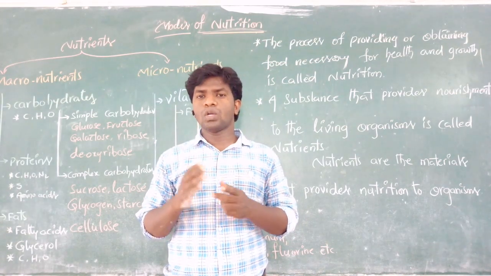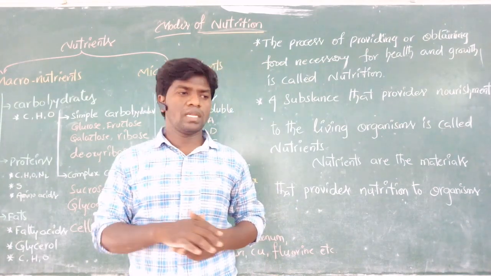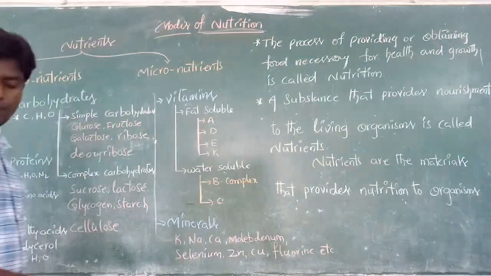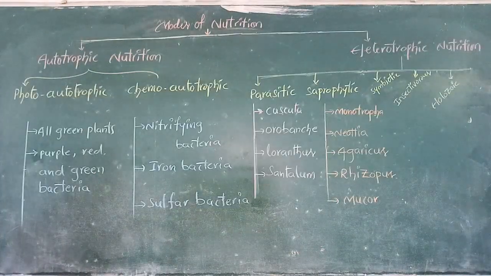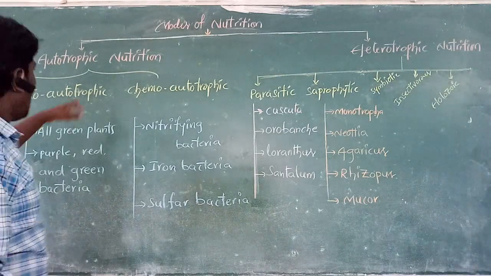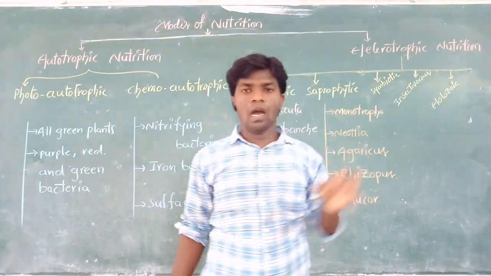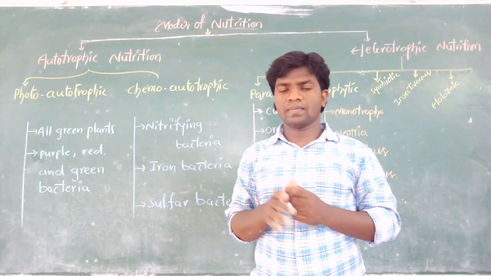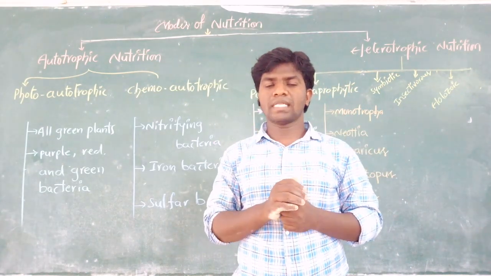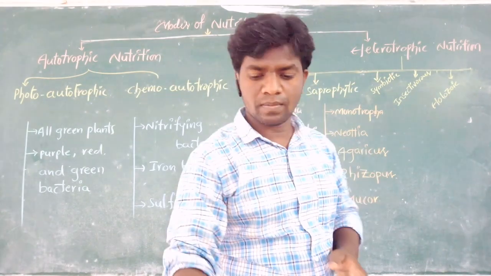First one is autotrophic nutrition, and second one is heterotrophic nutrition. Okay, listen. I will write on the board. You can write. Okay, students, there are two modes of nutrition, autotrophic nutrition and heterotrophic nutrition. In this, autotrophs: auto means self, trophos means feeders, self feeders.